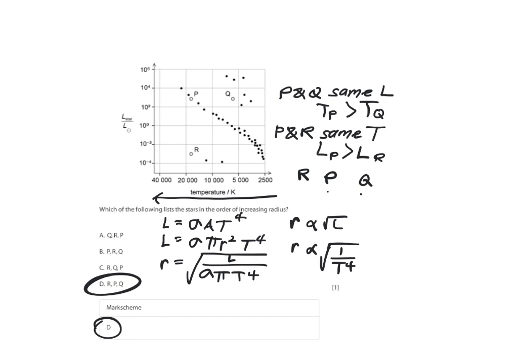All right, now let's compare P and R. P and R have the same temperature, but different luminosity. So now I'm looking at how radius is directly proportional to the square root of L. P, with a greater luminosity than R, is therefore going to have a greater radius, so P is going to be larger than R. So R is going to be the smallest, P is going to be bigger than R, and then Q is much bigger than the two of them because T is raised to the fourth power. So in order of increasing size, we have R, P, Q. There. All right, choice D.